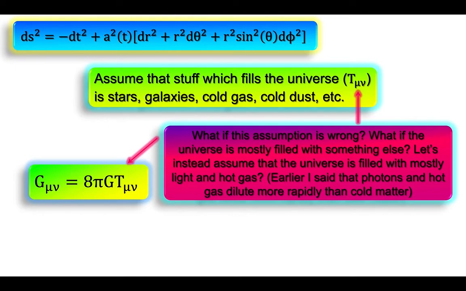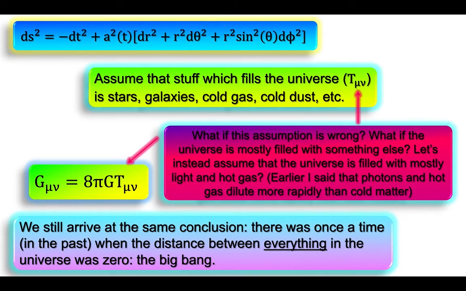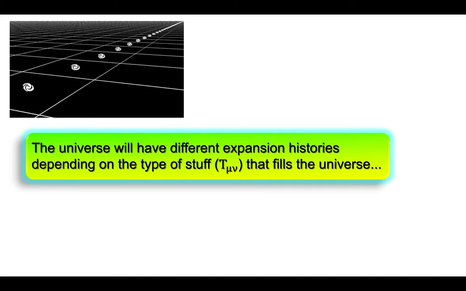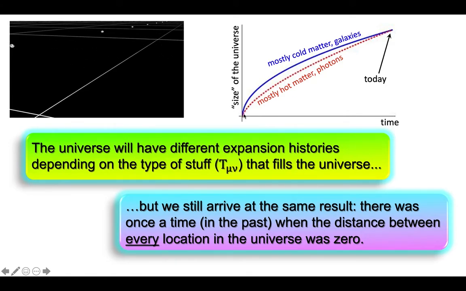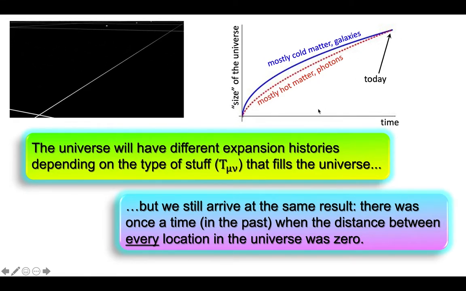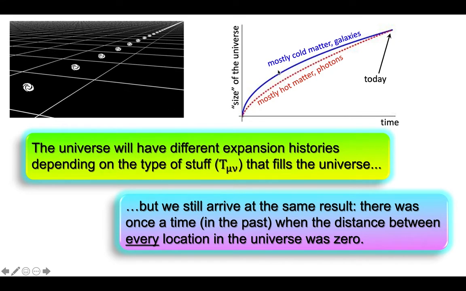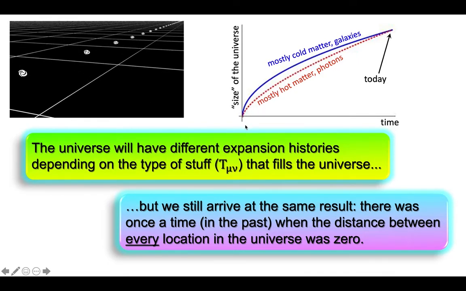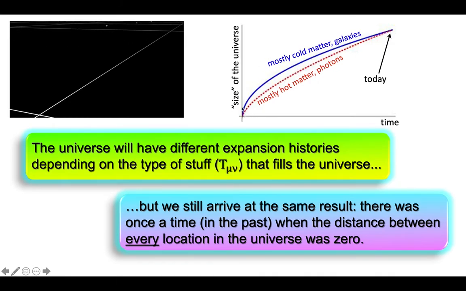So we plug these into the Einstein field equations, and we still end up at the same result, that there was once a time in the past when the distance between everything in the universe was 0, and this is the Big Bang. So the universe will have different expansion histories depending on the stuff that fills the universe. If the universe is made of mostly hot matter, like fast-moving matter such as photons, it will grow according to one rule. If you're curious, it grows as the square root of time. If the universe is mostly cold, slow-moving material, it grows as t to the 2/3 power. And it's possible to demonstrate that by working through some of the math. The important thing to take away from this slide is that if you have different stuff filling the universe, you will get different expansion histories.